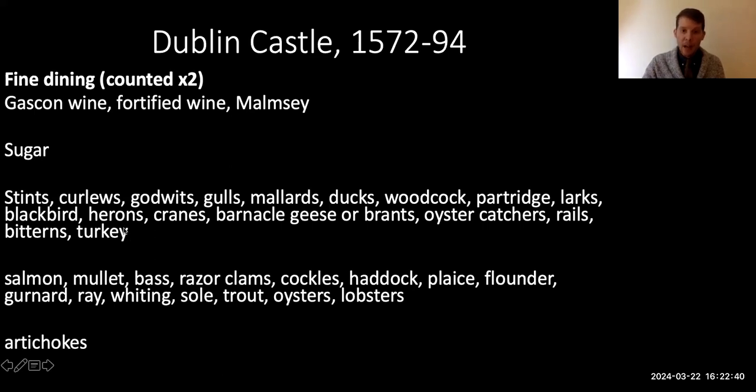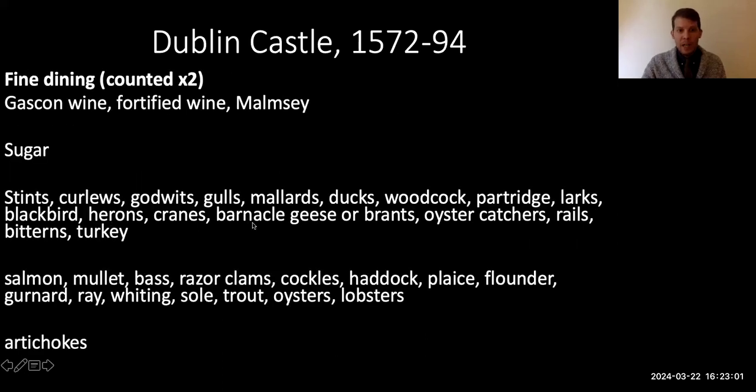And then we have a huge range of birds. They ate a lot of different kinds of birds. Stints, curlews, godwits, gulls, mallards, ducks, woodcock, partridge, larks, blackbird, as in four and twenty blackbirds baked in a pie, herons, cranes, barnacle geese or brants, oyster catchers, rails, bitterns, and even a few turkey.